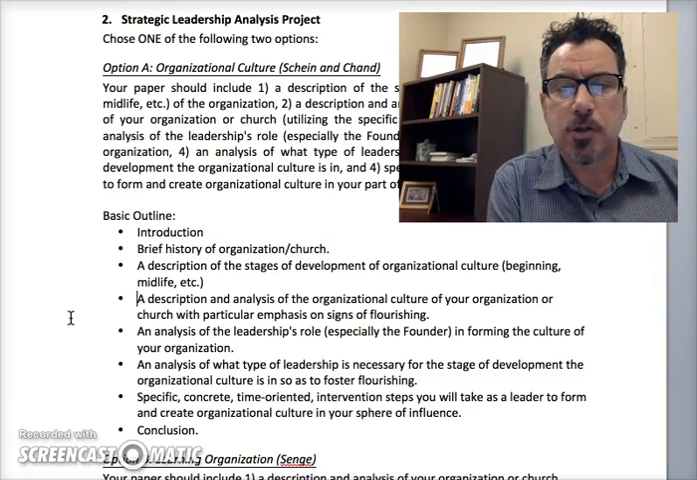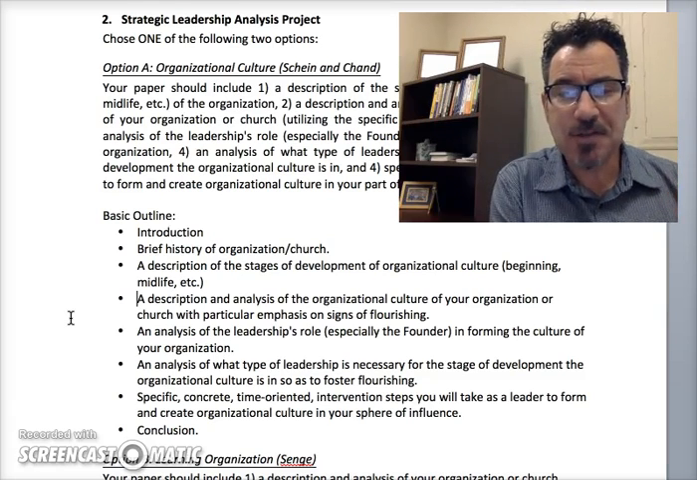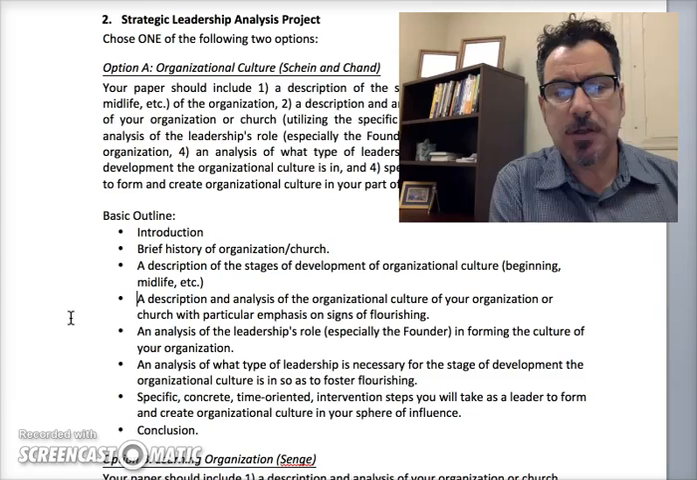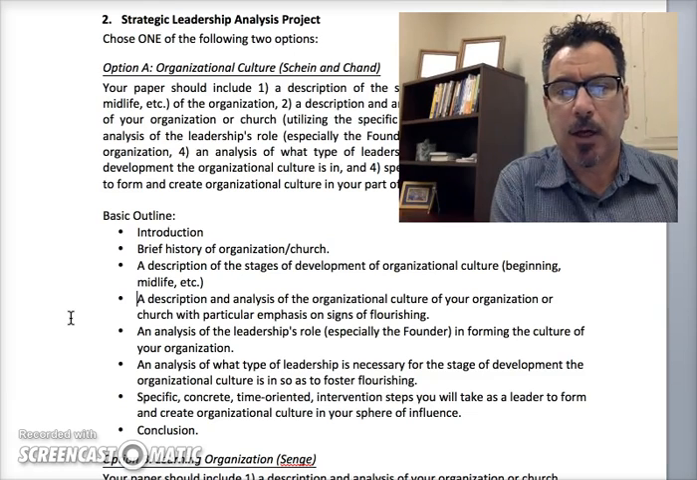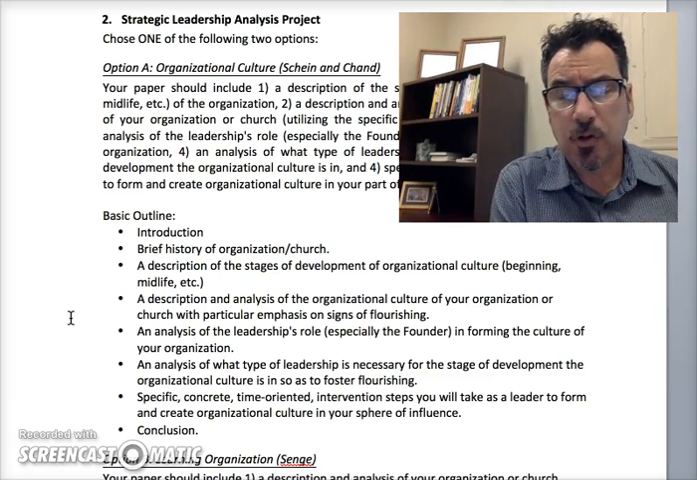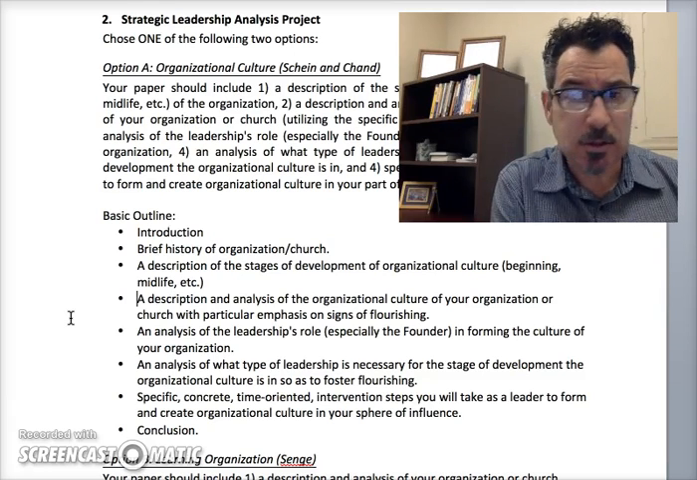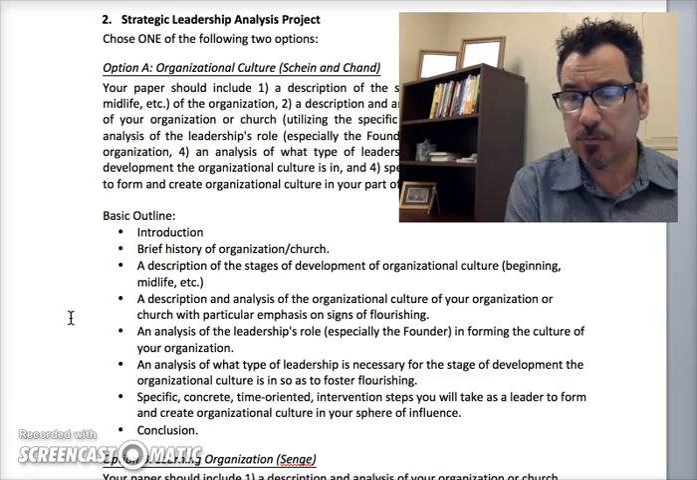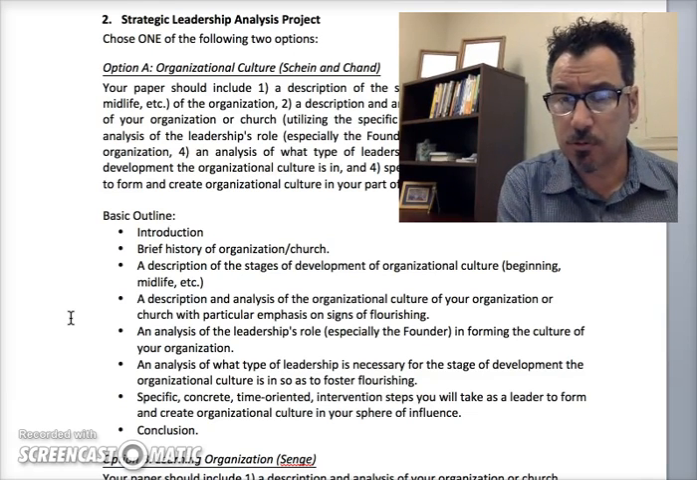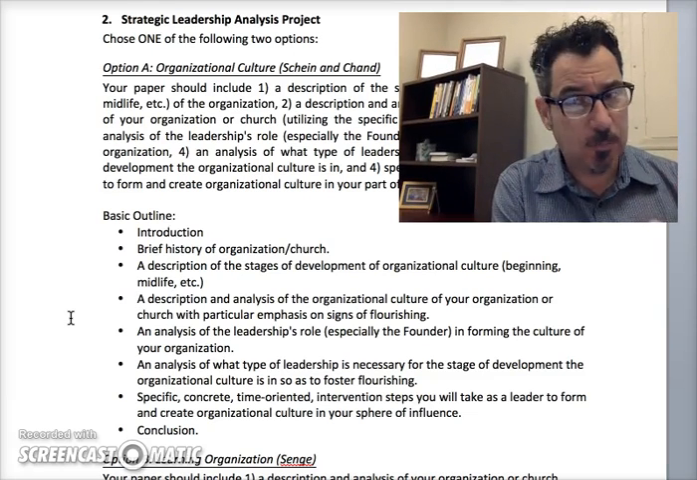Right? So your introduction should introduce the paper with a nice pithy thesis statement. So what's a thesis statement? It's a simple sentence that describes in a nutshell what your paper is about. For example: In this paper, I will discuss some of the key elements of organizational culture and an analysis of my church, along with recommendations for cultural improvement or cultural change, whatever you want to do. Boom, that's it. There's your thesis statement. It covers all the bases.